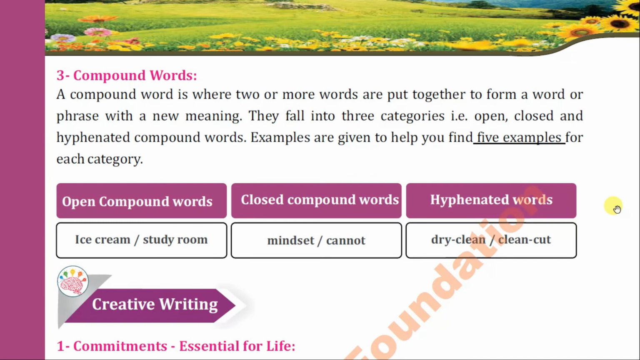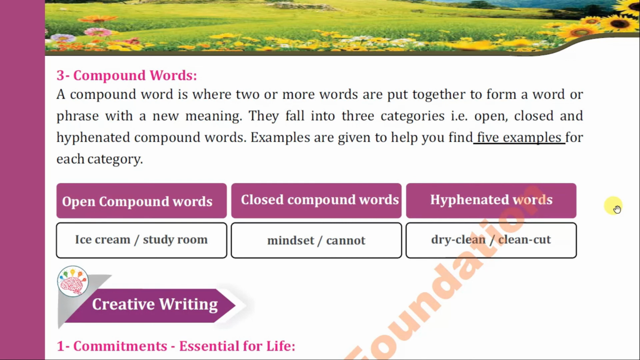Now look at the examples of the first. Ice cream, study room. You can make your own words, like instead of study room, you can say drawing room, and similarly, bedroom. Then in the closed compound words: mindset, cannot, could not. One important thing: they are written together. This is a very big mistake usually committed by students. Cannot, when it is written, has no space between the words. Similarly, mindset, although it is a combination of two words, is written together, no space between them.